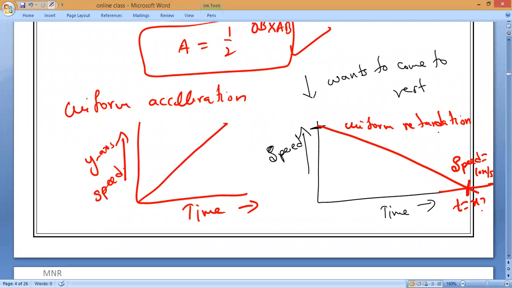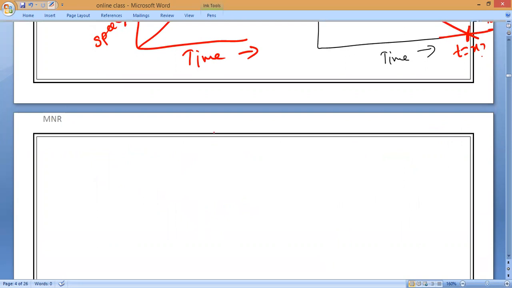What do you mean by retardation? As I already told you, the simple definition is decreasing acceleration. Uniform retardation means decreasing acceleration. Okay, so that is what we wanted to study. So this is the second graph.